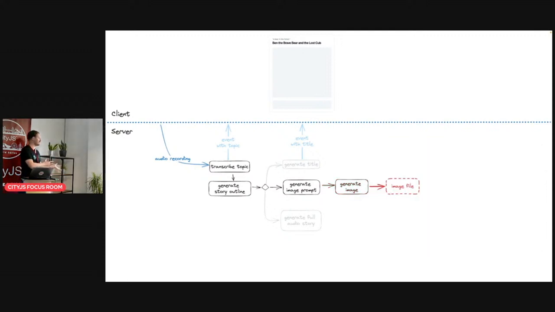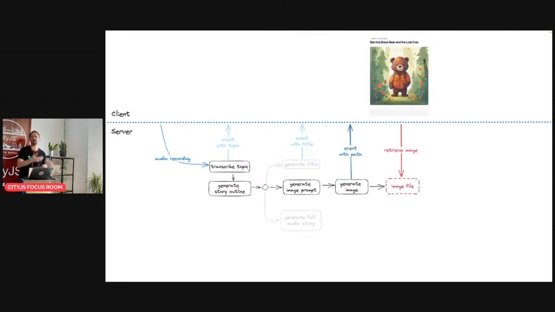You can't just send the image to an event stream. It's just not a good practice, too big. So what I do here is I store the image, and then I send the path with the URL, and the client retrieves the image and displays it like any other image.